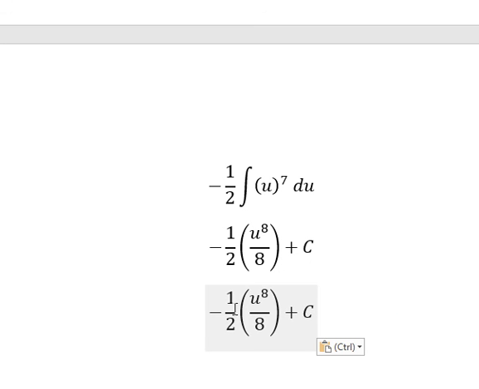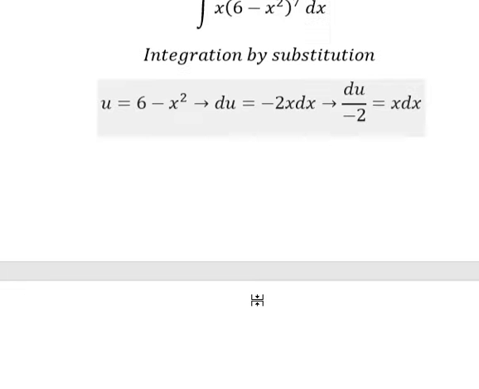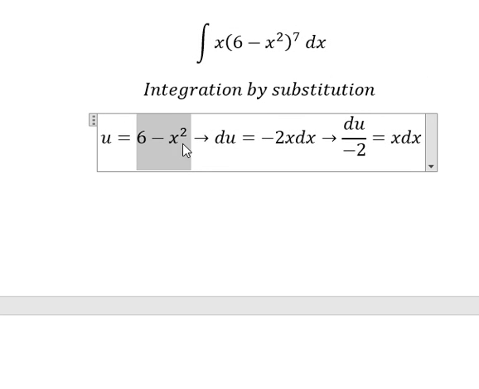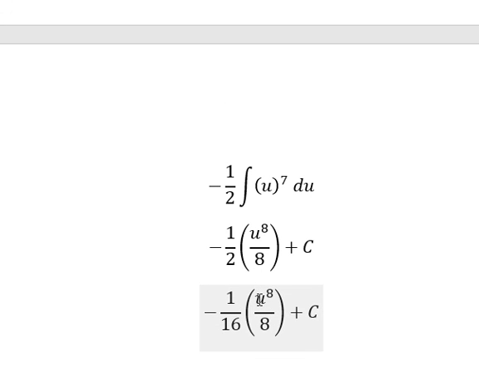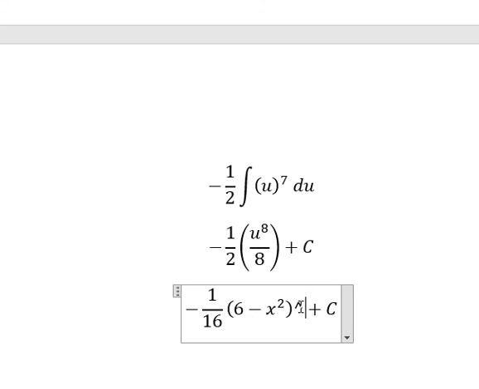Number 8 with number 2, we have 1 over 16. Then substitute back u, that is this one. And this is the final answer.